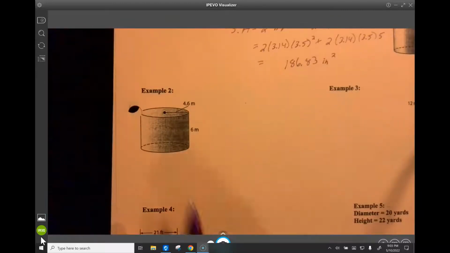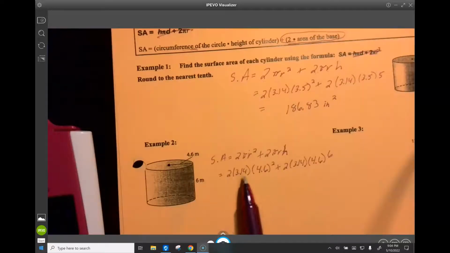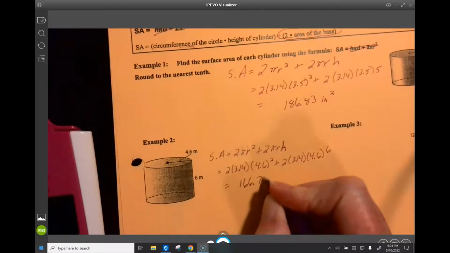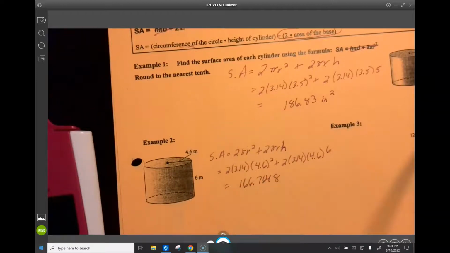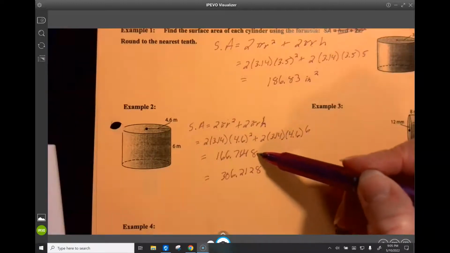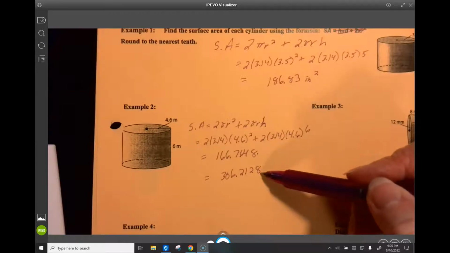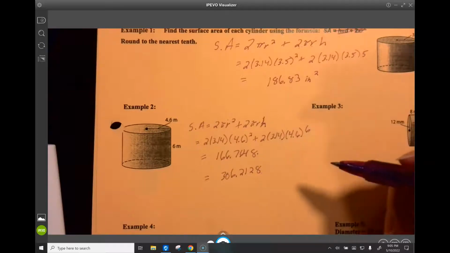Okay, why don't you try number 2? We're going to pause it. You try number 2, and let's make sure we're all right. Go. So you plug all the numbers in, and when you do that, I got 166.7648. Let's double check that. The first time I got 166.7648, but then the next 3 times, because I wanted to make sure, I came up with 306.2128.